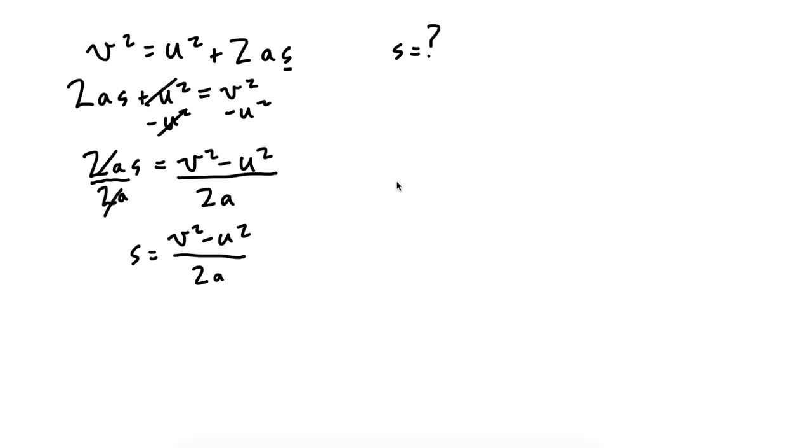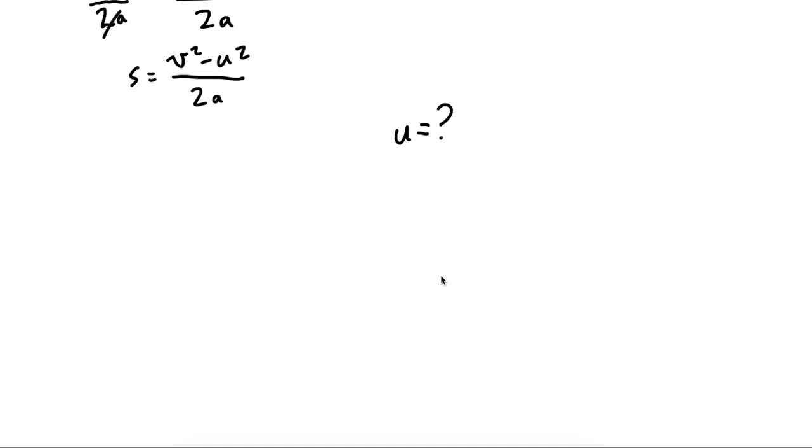Let's say, though, that I make life a little bit more difficult, and decide that I want u as the subject instead. Now I'm going to start with the same equation, but I want u as the subject. So I'll start again with v squared equals u squared plus 2as. What will I do? I think I'll flip it again because I want that u squared to be over on the left. So u squared plus 2as equals v squared.